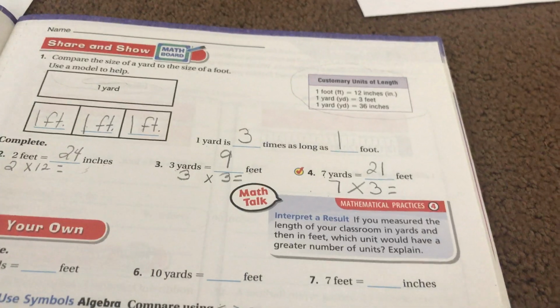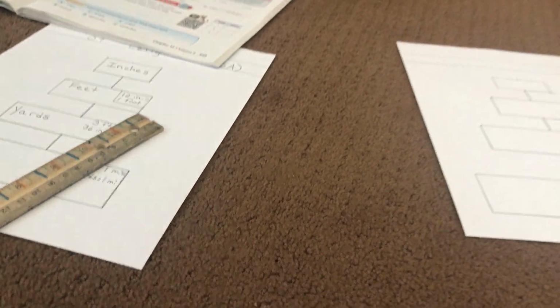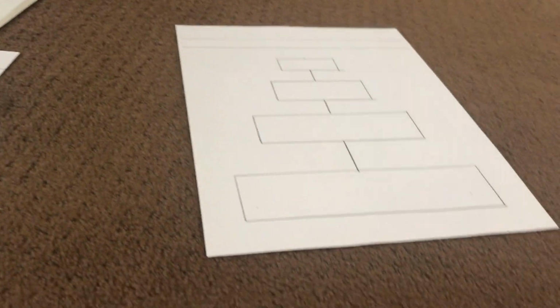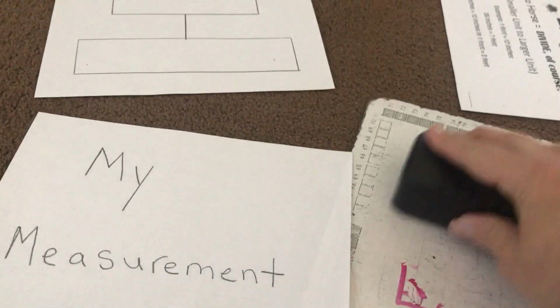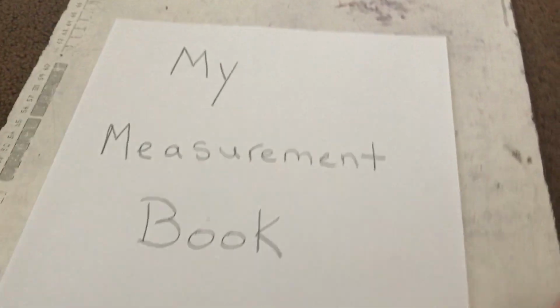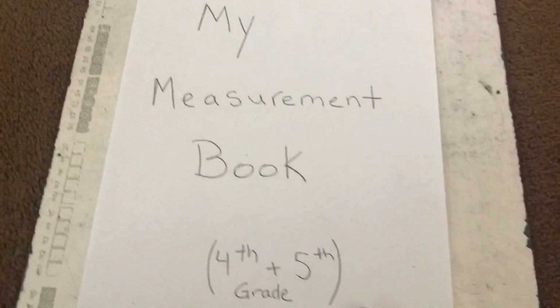Okay? All right, so let's put this aside for a minute. What I want you to do is take out that blank piece of paper that I told you to go grab, or lined paper, whatever you have. And we're going to start to make a measurement book. So we're going to make a cover. Even if you have construction paper, that's great too. You can always put it on pause and go get construction paper.